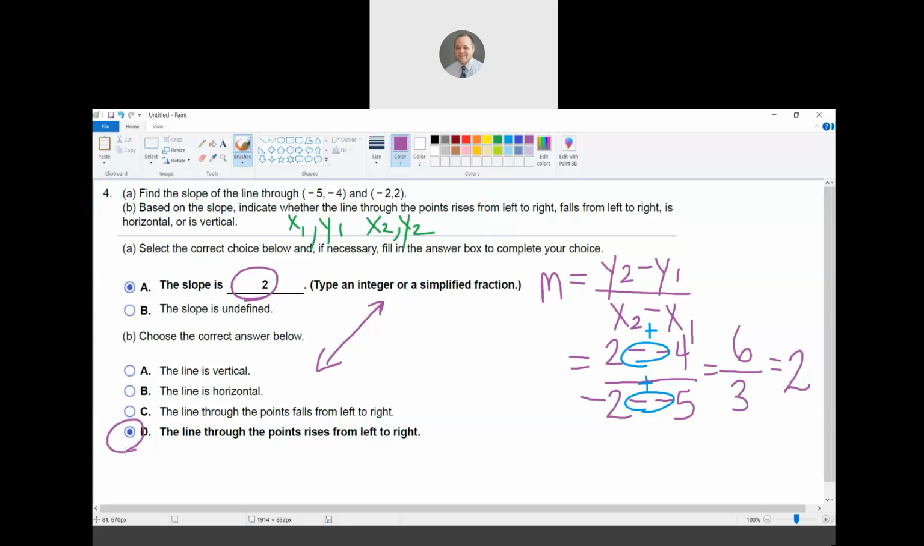Conversely, say your slope was negative. If your slope is a negative number, that means your line will fall from left to right. Let's look at another question in which you have to find the slope.